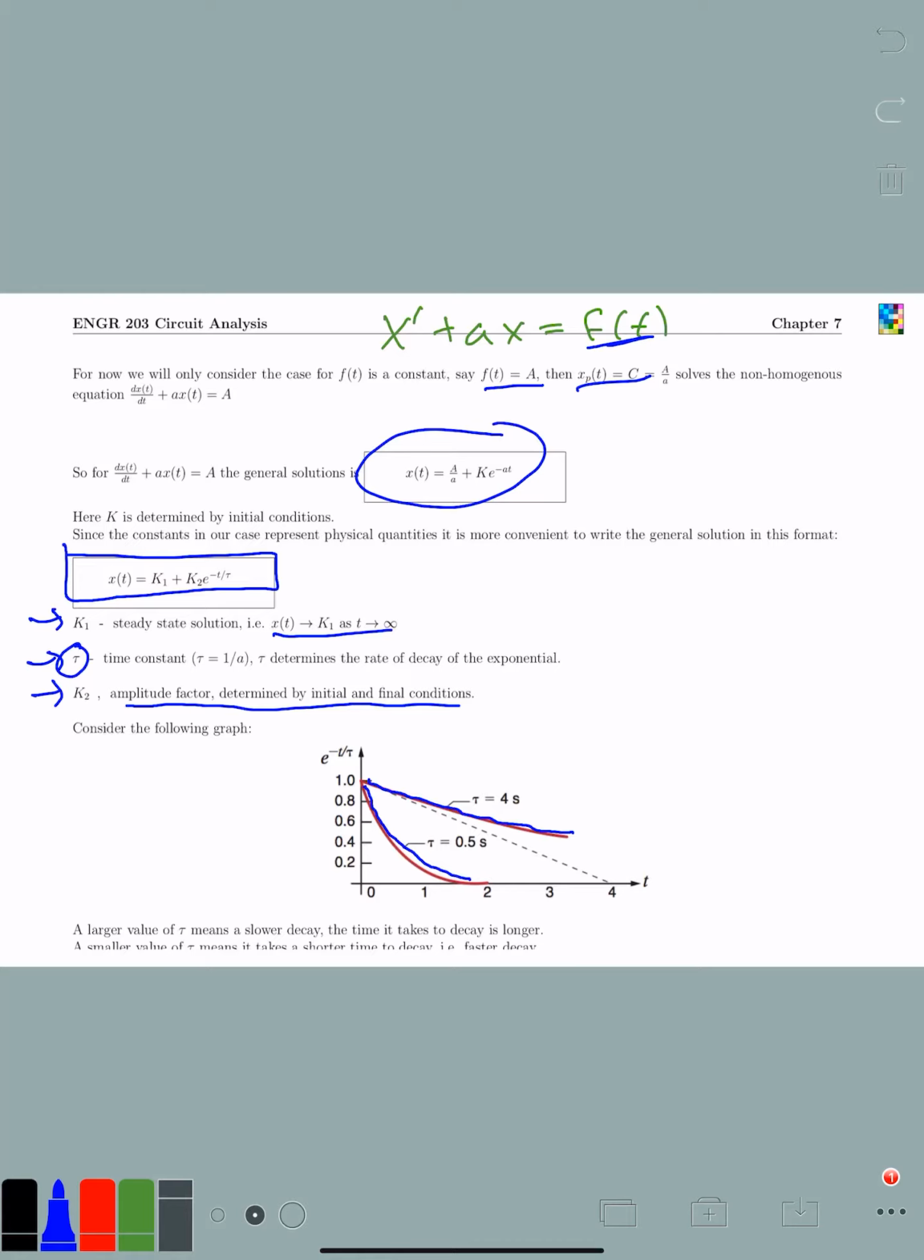And so we need to find these three constants, and once we have them, we can write down our answer, and that's how we're going to solve chapter 7 problems. So I'm going to show you with examples how we find these three things.